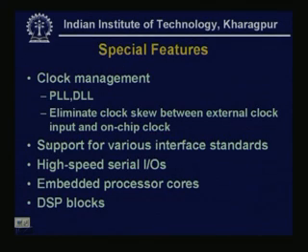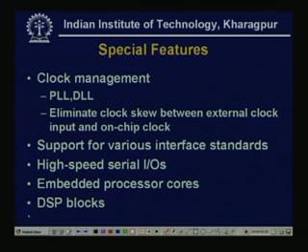Now, there are some special features, say clock management. Normally the phase lock loop circuit or the delay lock loop is used for clock management, and these are needed to eliminate clock skew between the external clock input and on-chip clocks. They support various interface standards, high speed serial IOs, embedded processor cores, and the DSP blocks. So, mainly these are the special features of FPGA.